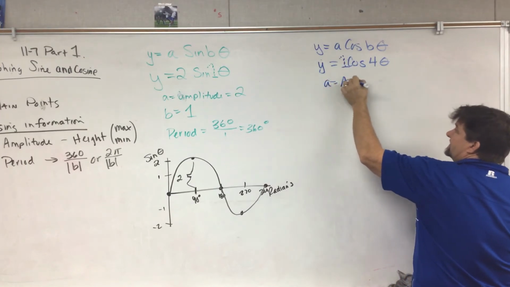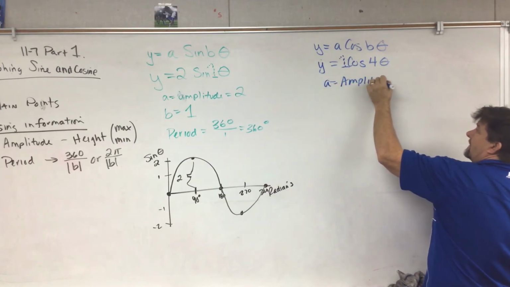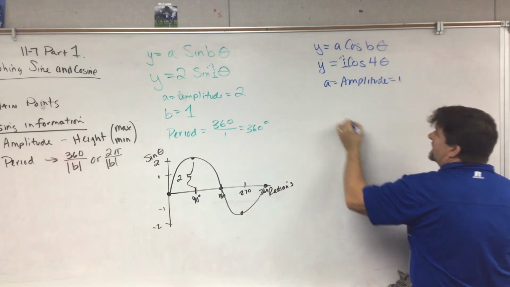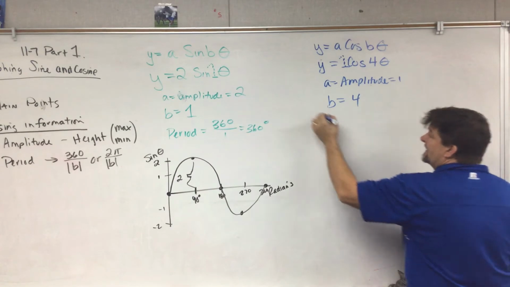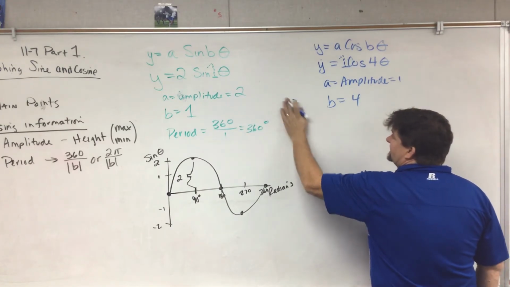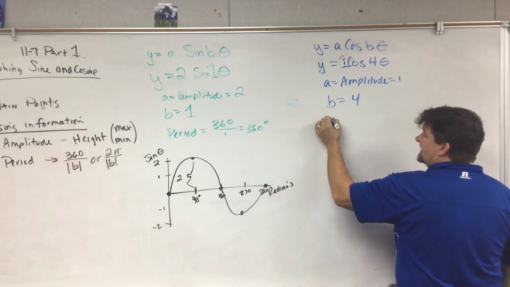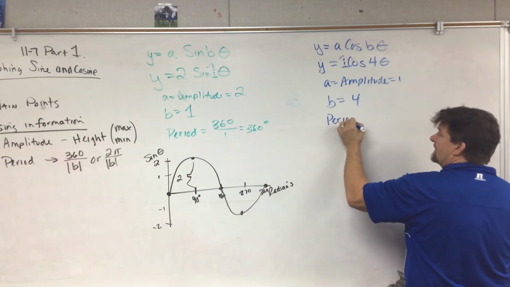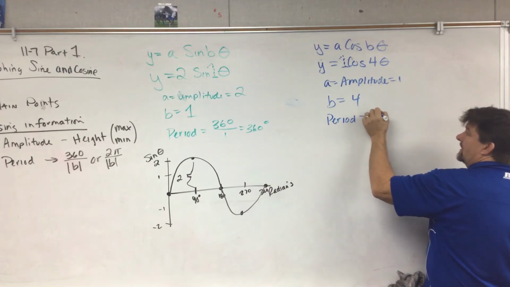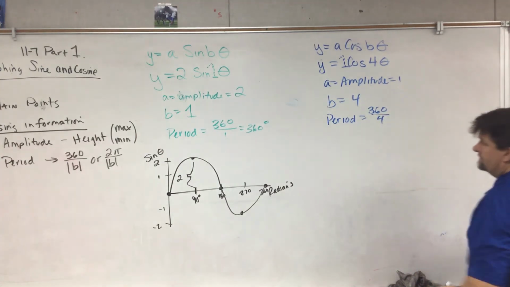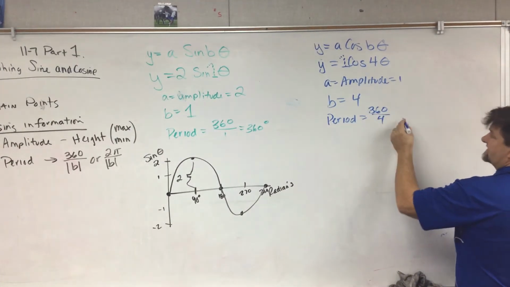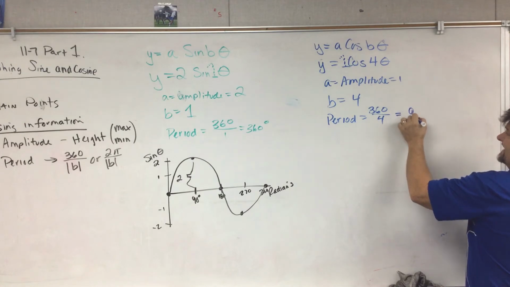All right, so now I've got my imaginary 1 for the amplitude. A is the amplitude, which is equal to 1. B is now 4, which now this changes my x-axis. I'll write that here in a second. Because now my period is equal to 360 degrees divided by 4. So if we do 360 degrees divided by 4, I get 90 degrees.